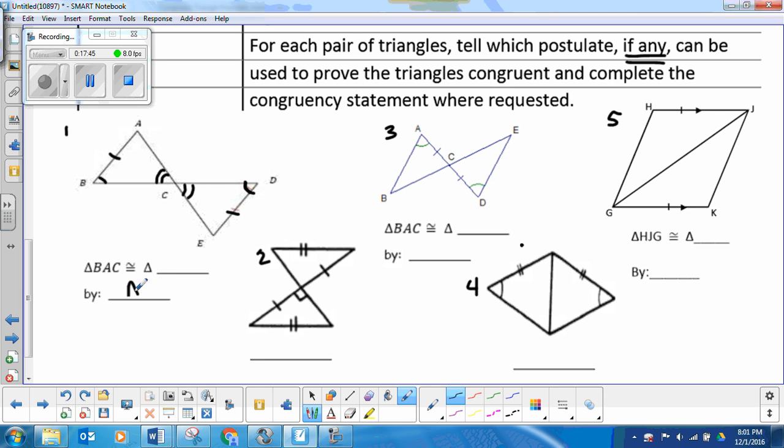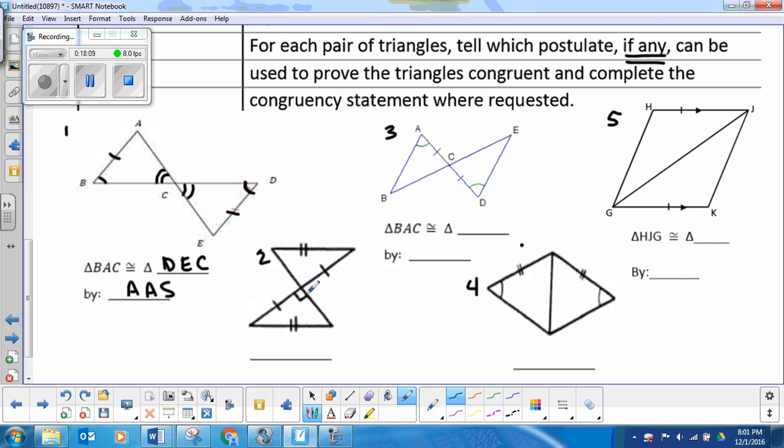So by the angle, angle, side postulate, I know that triangle BAC is congruent to, and let's find the path based on the letters they have in order, B, cross 1 to A, get to 2. So I start at D, cross 1 mark to get to E, and then hit the 2 marks at C. So that would be my congruency statement for number 1.